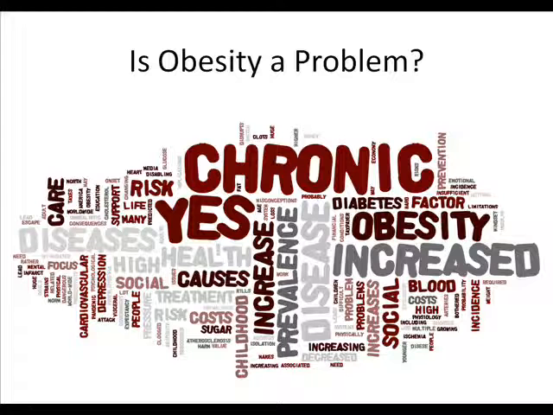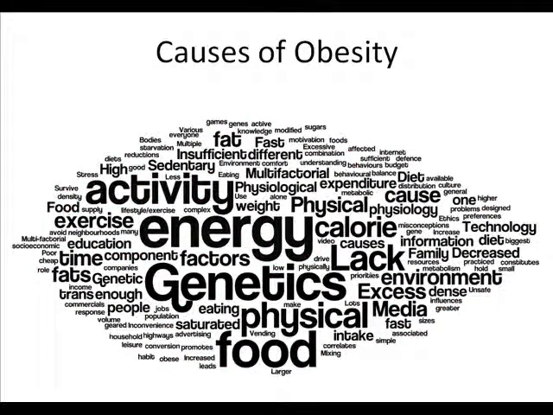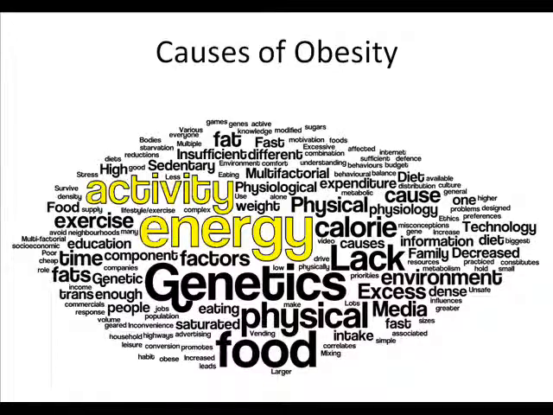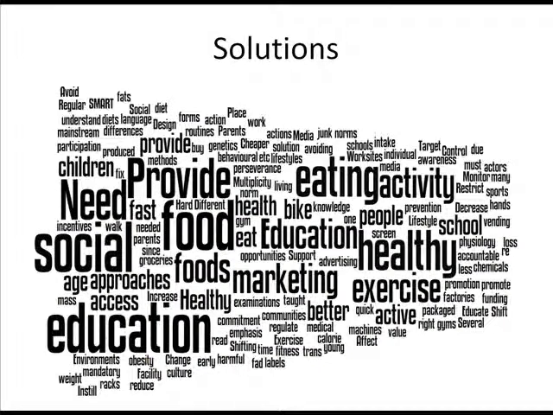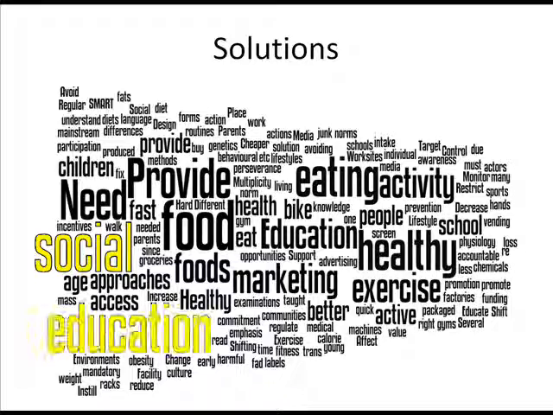Now consider the wordles created from a portion of the class's answers, where the largest words are those most commonly used. The students in my class all agreed that obesity is a problem, but they had a hard time considering causes beyond energy, activity, food, and genetics. Similarly, the major approaches to reducing the prevalence of obesity included social changes and changes in education and exercise.